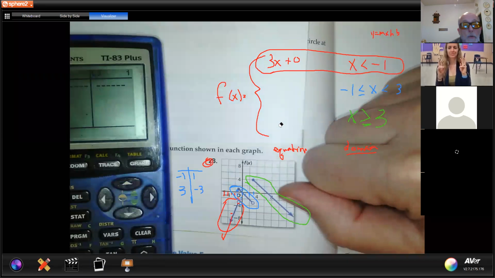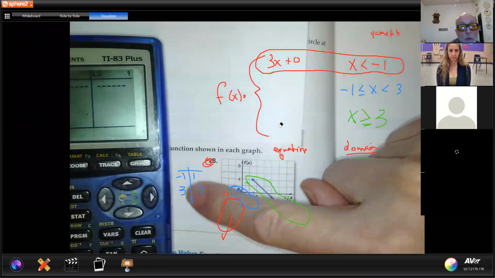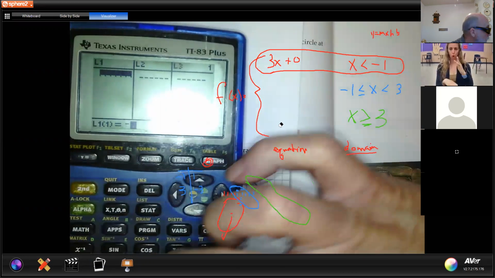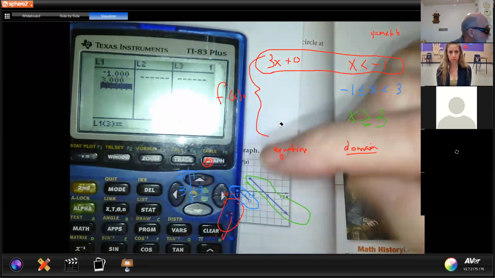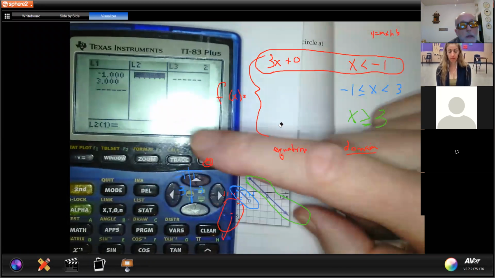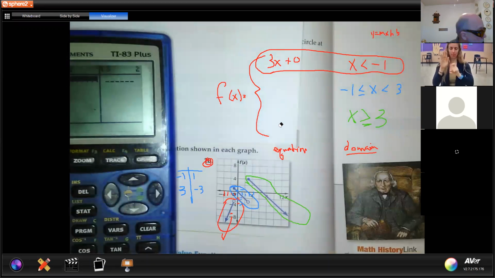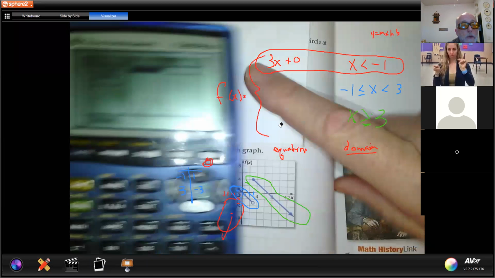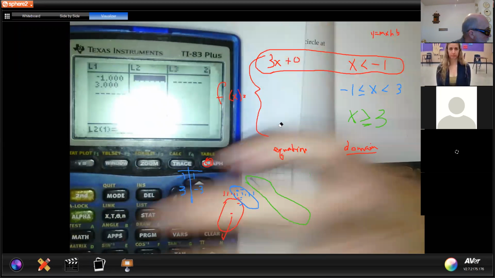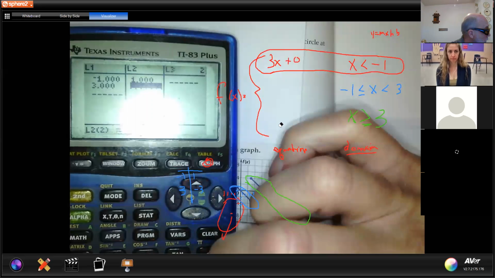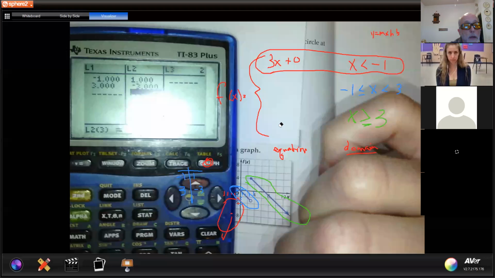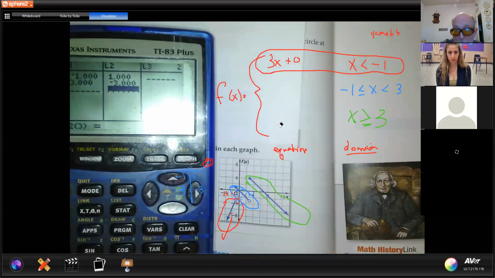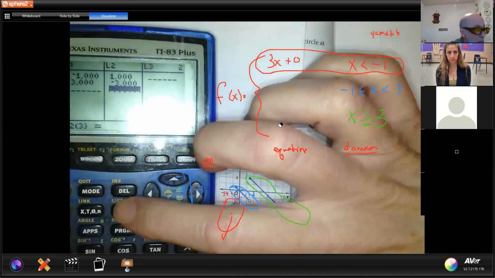Now I want to put my X numbers in. What were my X numbers? -1 and 3. So I'm going to go -1, enter, 3, enter, yay. And then my Y numbers, what were my Y numbers? They were +1 and -3. So I'm going to put +1, enter, -3, enter. Yay. Okay.